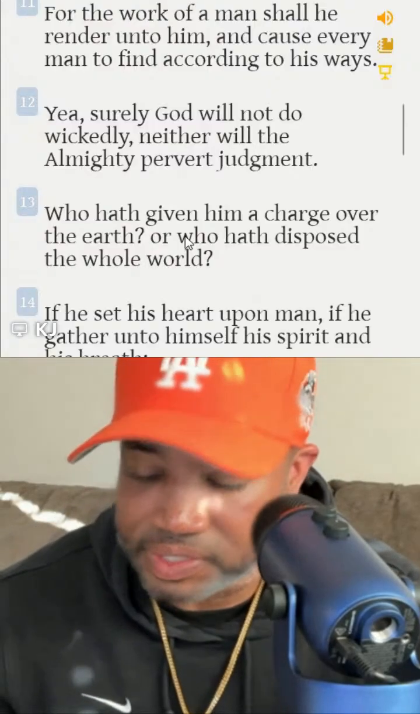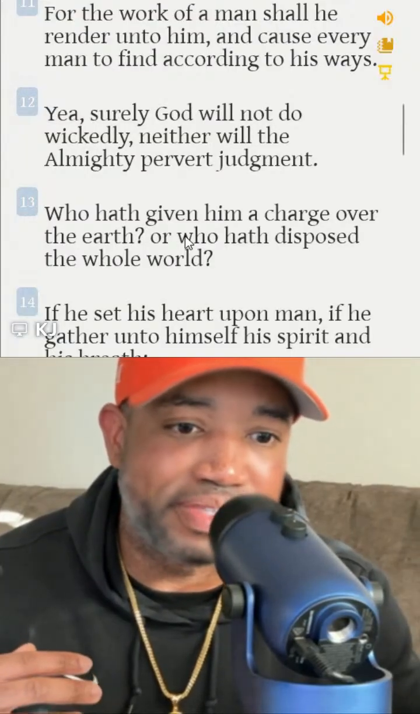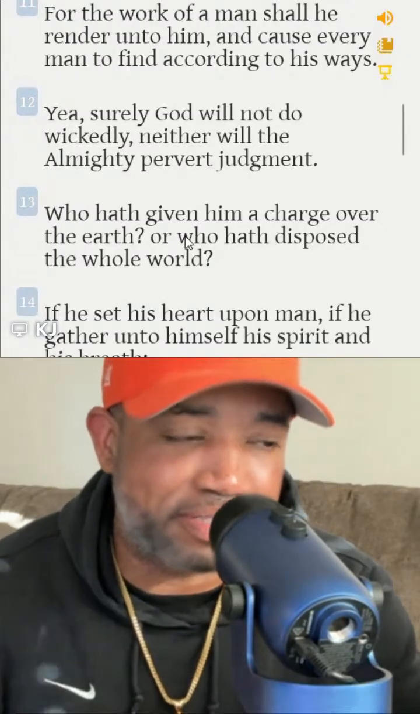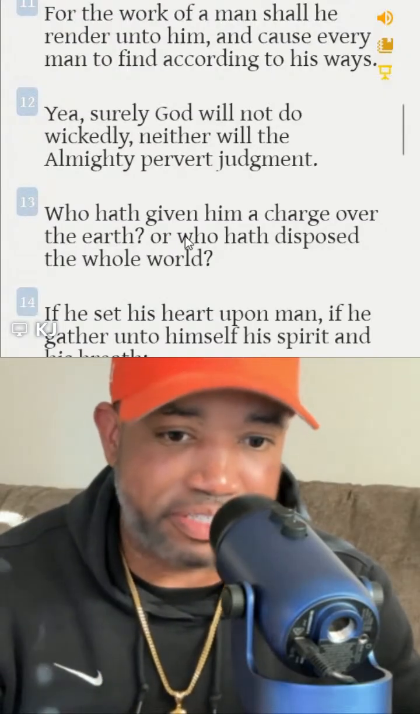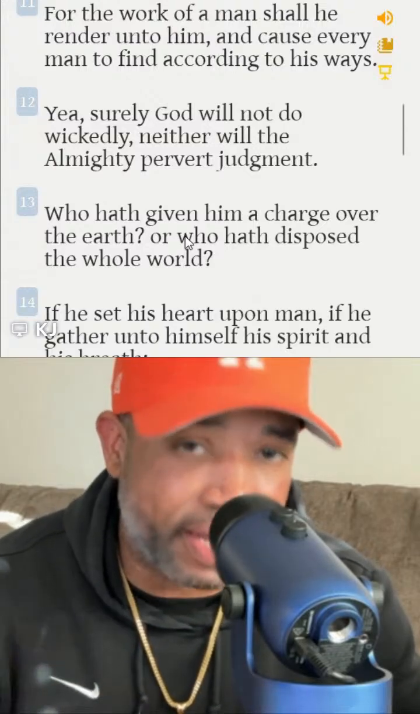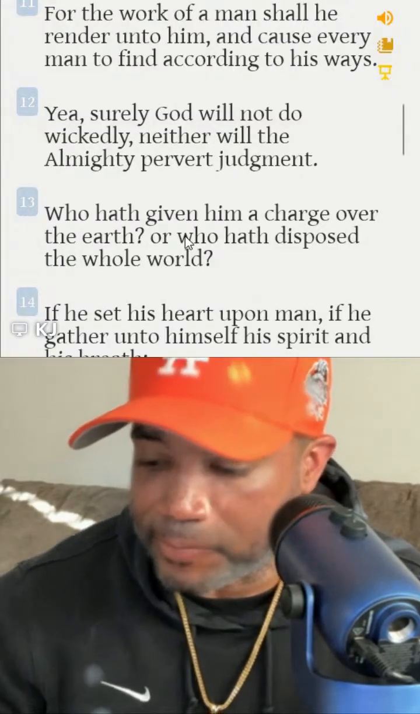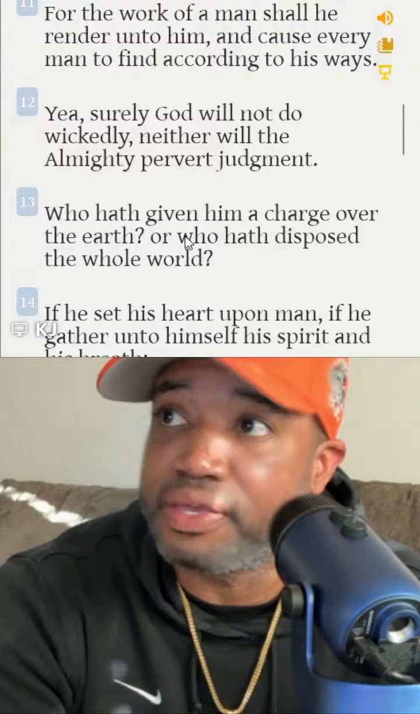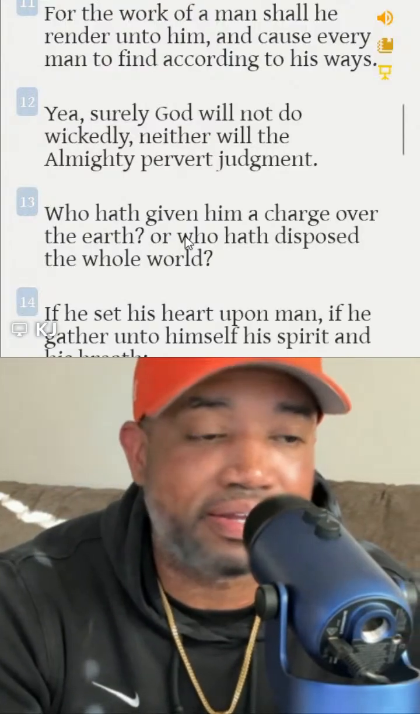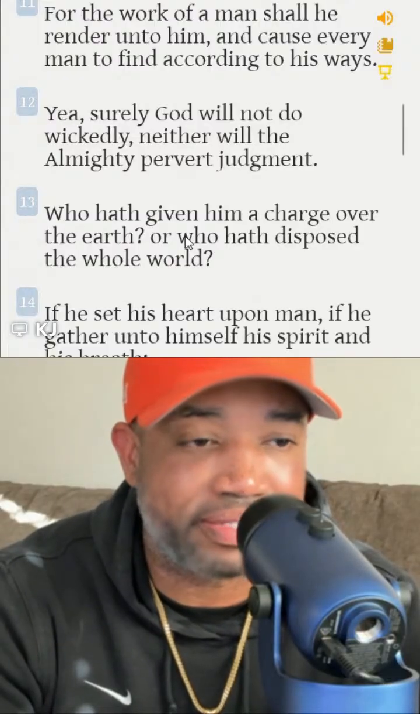All right. So he's basically saying, again, God is omnipotent, God is sovereign. Us as men, Job and his friends are trying to make it seem like they're the righteous one, like they can do the judging, but God does the judging. All right? And God will not act wickedly, and God's reasoning and ways are higher than men's.